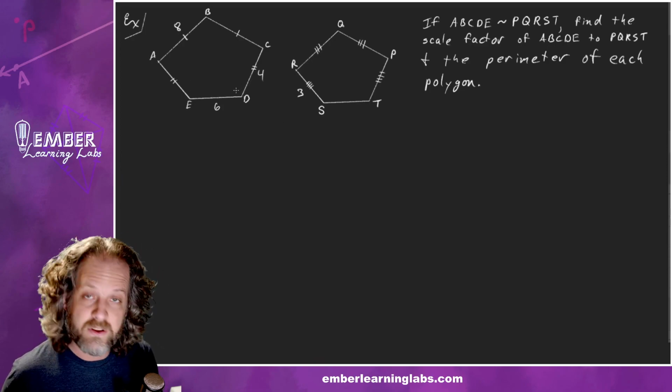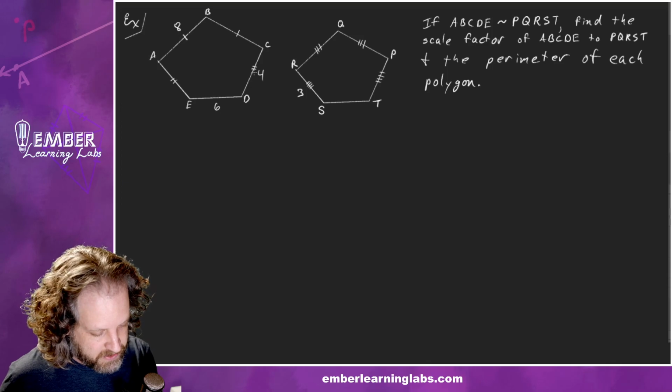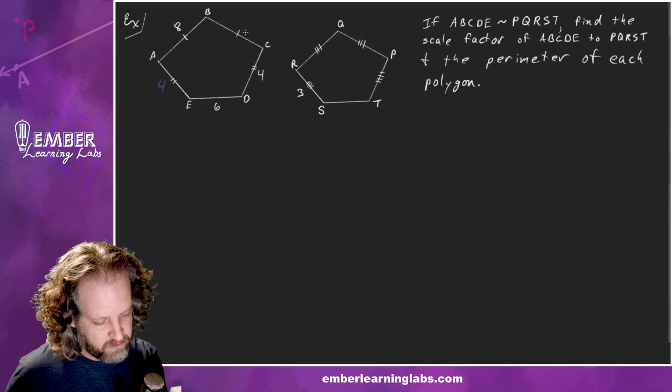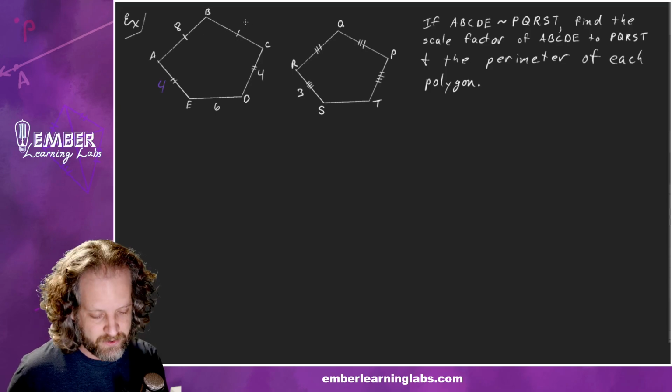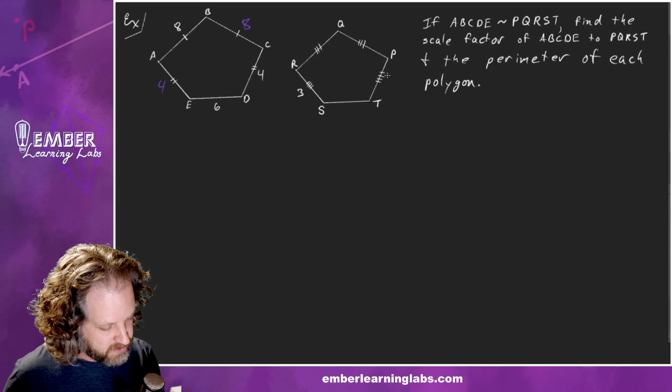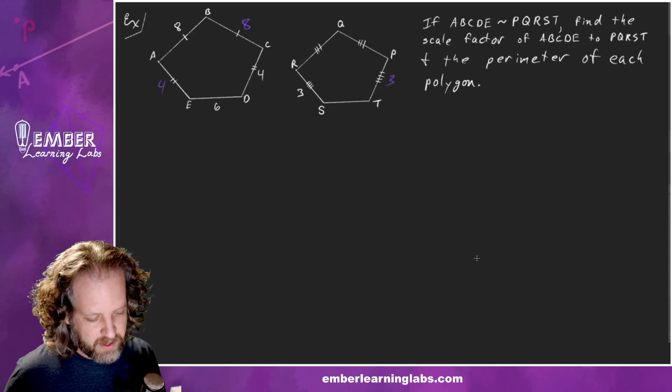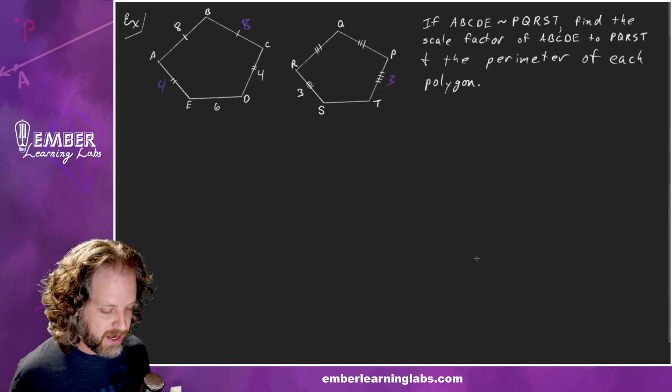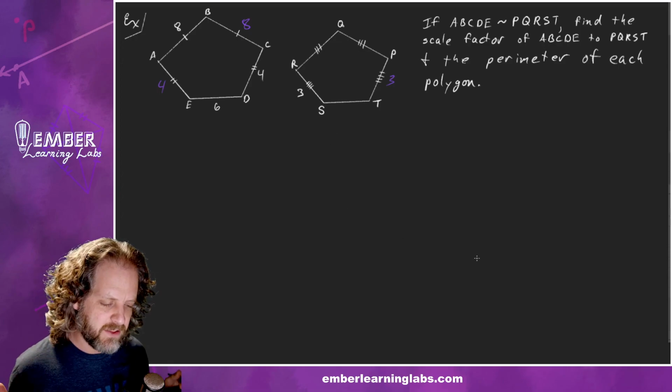We've got tick marks here, right? So that means that we can say this is also 4. This is also 8. This is also 3, right? Okay, so those all go together. That's great. Now let's figure out the orientation.